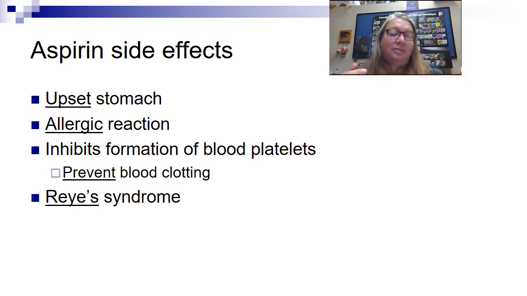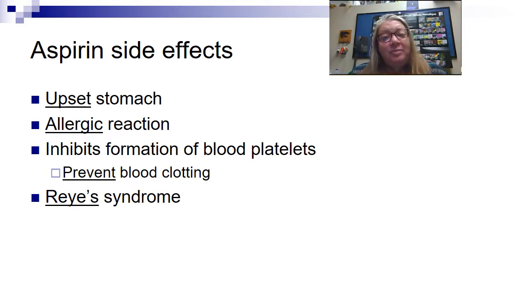So this Reye's syndrome was very prevalent. Again, it's very rare, but for those it affected, it was most prevalent in children and adolescents recovering from chickenpox, flu, and other viral infections where their body was already compromised. Now, just in case you're curious, that baby aspirin is 81 milligrams of active ingredient. Your normal aspirin has about 300 milligrams, and extra strength is about 500 milligrams of acetylsalicylic acid.